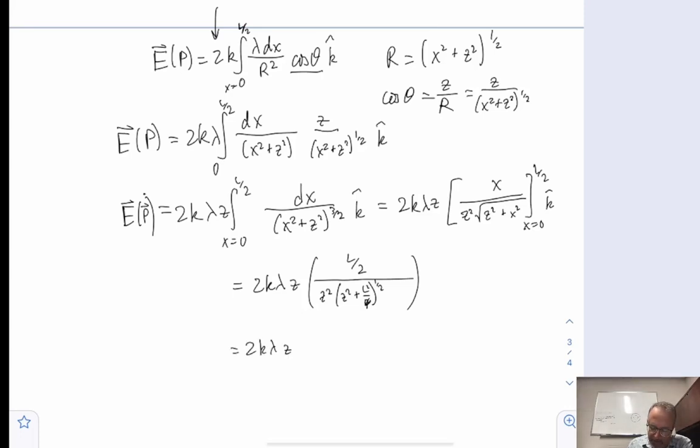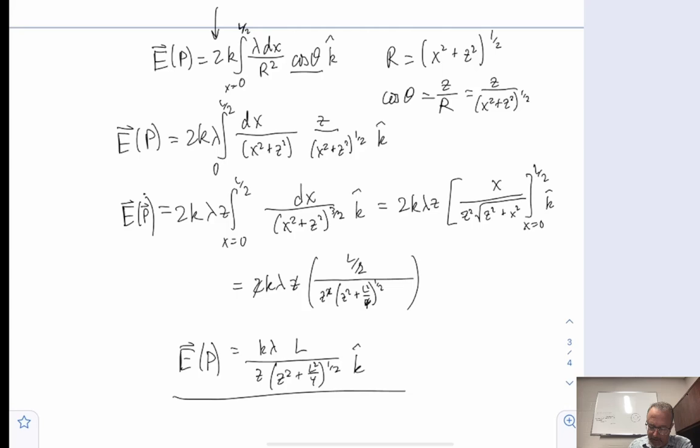2k lambda z. The L over 2 will cancel that out, so I don't have to worry about that 2. Put an L in there over. Okay, and then this z cancels this one, so I actually don't have to write that z. I've got one z down here, and then z squared plus L squared over 4 to the 1/2 k hat. And that's, I think, about as simple as that expression can get. So that would be the electric field from a continuous line charge distribution.